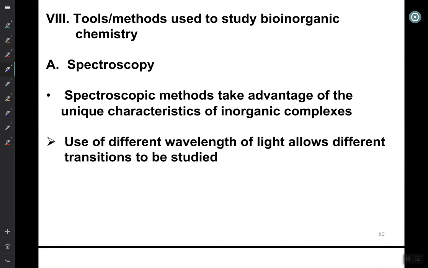And this last section is about what kind of tools and methods that we use to study bioinorganic chemistry. So what are some common methods? Spectroscopy is a very important one. Spectroscopic methods take advantage of the unique characteristic of inorganic complexes. Use of different wavelengths of light allow different transitions to be studied.